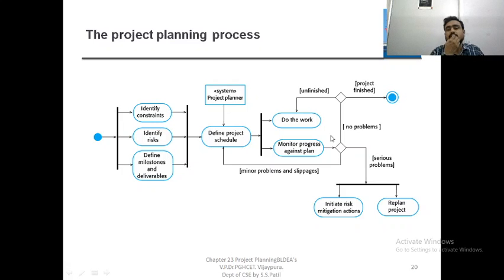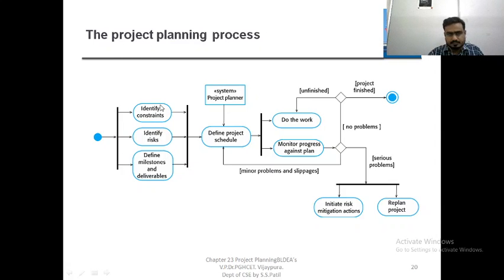If some problems occur, take the problems seriously, then again define them. If it is going well, finish it. If some problems occur, replan the project and reinitiate the risk analysis. All those things are part of the work. If the project is not going to finish, do some more work, do the same thing again, monitor the progress again, and finally end it. So this is the project planning process.